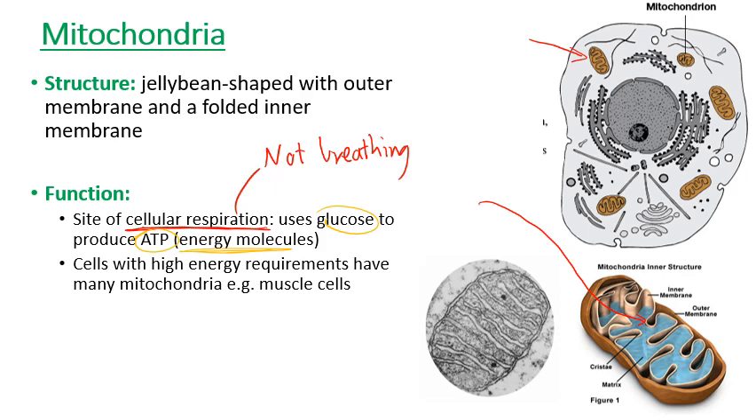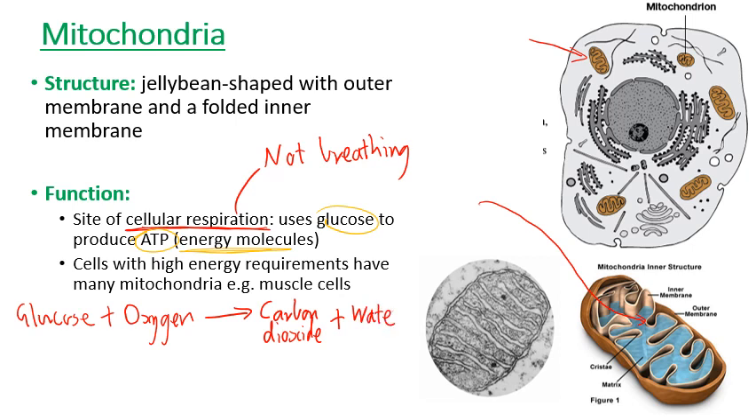The actual chemical formula for cellular respiration is we take glucose, we add oxygen. That's why we need to breathe in oxygen and send it to all our cells. And it produces carbon dioxide as a waste. That's why we breathe it out. And it also produces water, which actually is useful, and we use the water that's produced from cellular respiration.